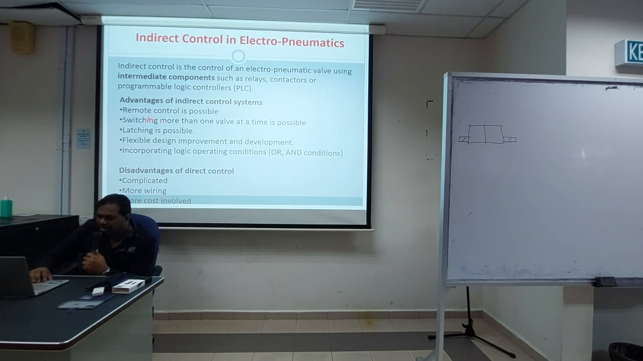So indirect control ada few advantage. So it can like remote control. So switching more than one valve. So kat mana ada coil K1, so semua line tu akan activate. So it will on things at one time. Sebab tu dia boleh cakap switching more than one valve at one time. Simultaneous. So latching is possible, kemudian flexible design, but it will be a bit complicated and it need more wiring lah.